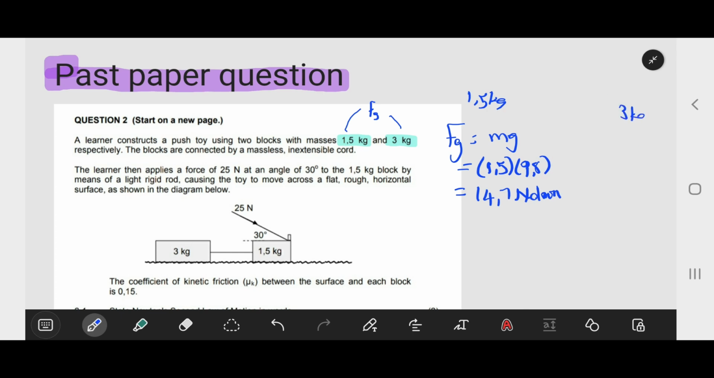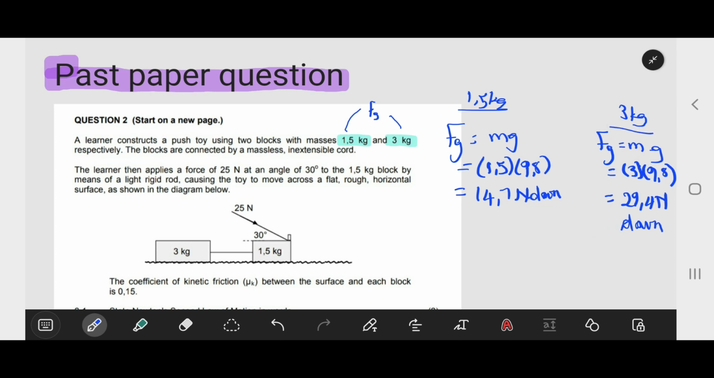And then our gravitational force for the 3 kg, that would be Fg equals mg, right? And the mass of the object is 3 multiplied by 9.8, and that will give us 29.4 newtons downwards, right? So this is our calculation from the statement.